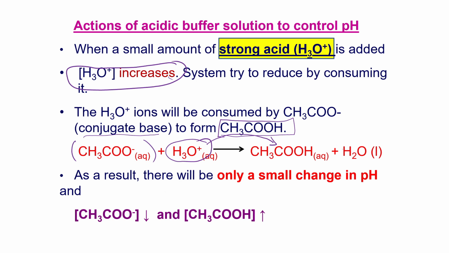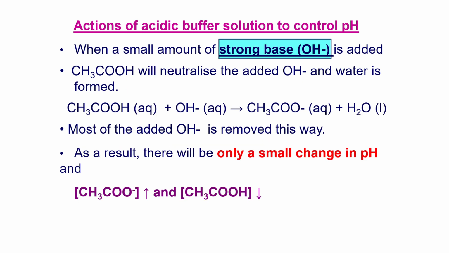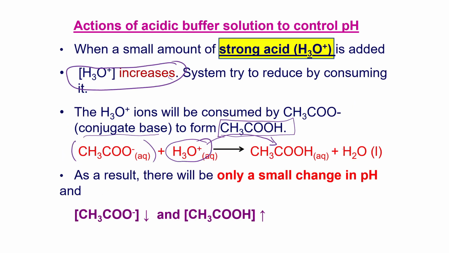As a result, there will be only a small change in pH. So, concentration of acetate akan berkurangan dan concentration of acetic acid will increase. Jadi kenapa acetic acid kita increase? Okay, because acid kuat yang kita masukkan sudah bertindak balas dengan acetate. So dia akan menghasilkan acetic acid plus H2O.